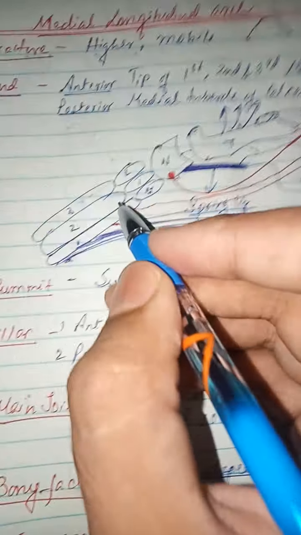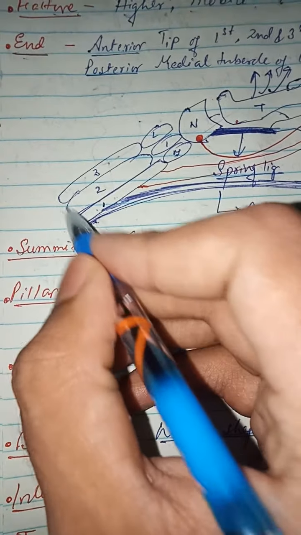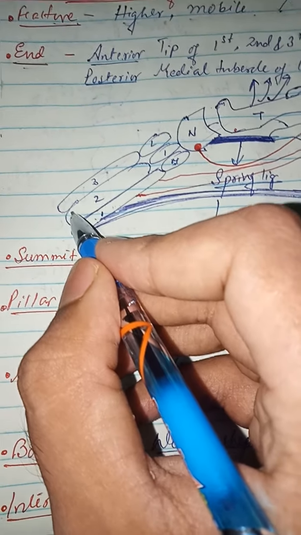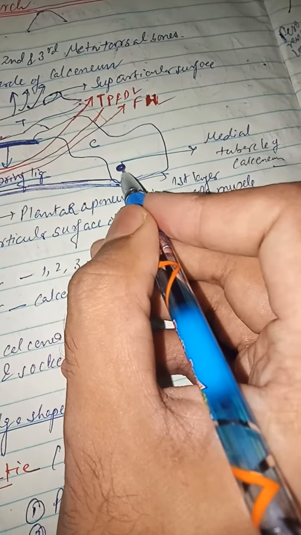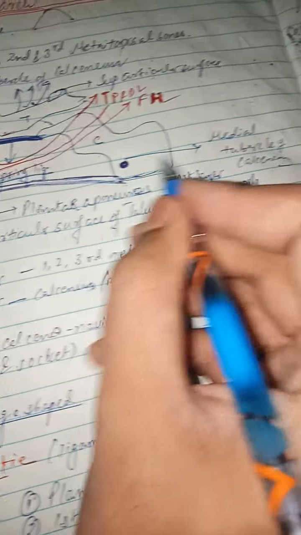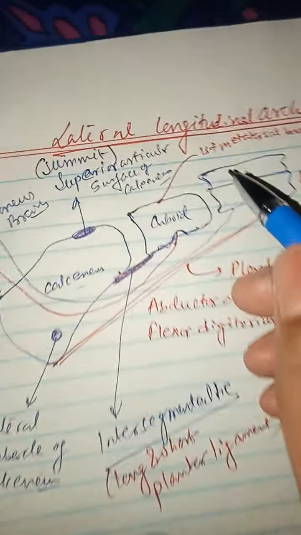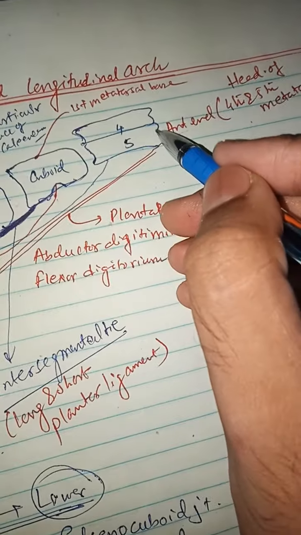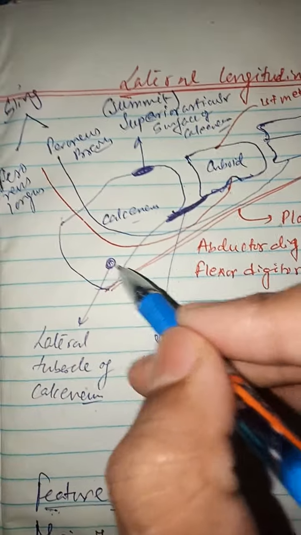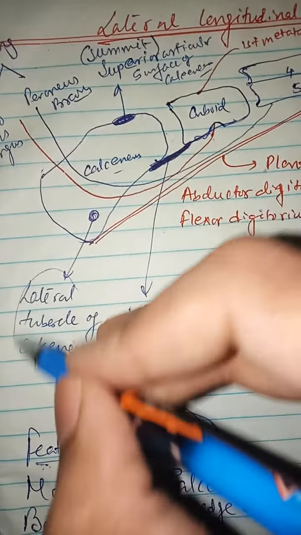The anterior end in the medial longitudinal arch is formed by the tip of the first, second, third metatarsal bones, and the posterior end is formed by the medial tubercle of the calcaneum. In the case of the lateral longitudinal arch, the anterior end is formed by the heads of the fourth and fifth metatarsals, and the posterior end is formed by the lateral tubercle of the calcaneum.